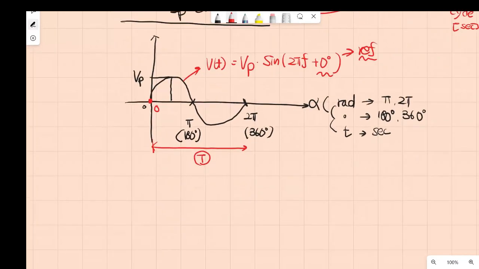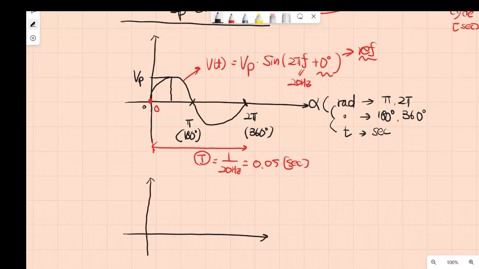For example, the frequency is 20 hertz, so the period is 1 over 20 hertz, which is 0.05 seconds. To compare leading or lagging for sinusoidal waveforms, they must have the same frequency and the same period, like this one.